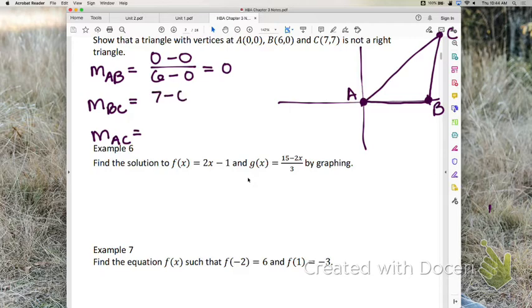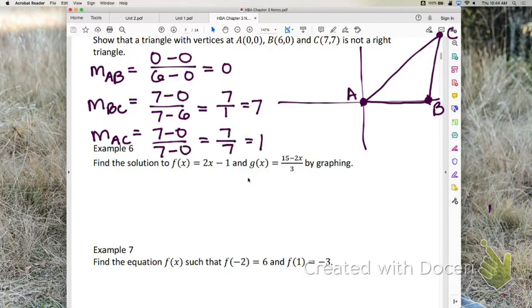The slope from B to C would look like this. And the slope from A to C would be 1. None of those are negative reciprocals. In fact, they are all either positive or 0, so you're really not getting negative reciprocals. So it's obviously not a right triangle.